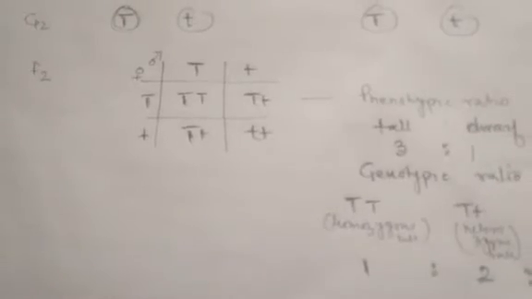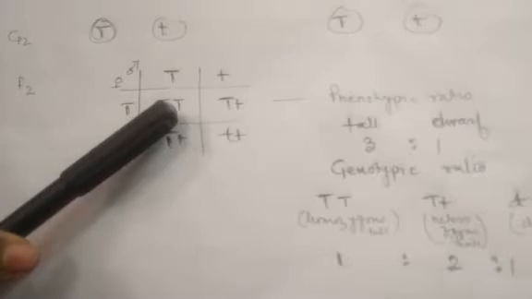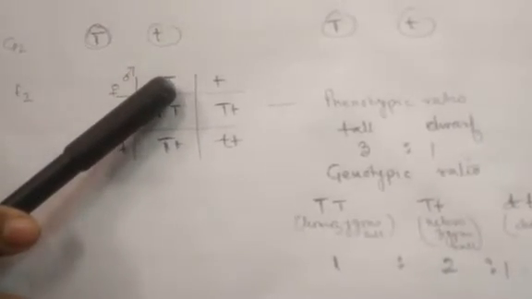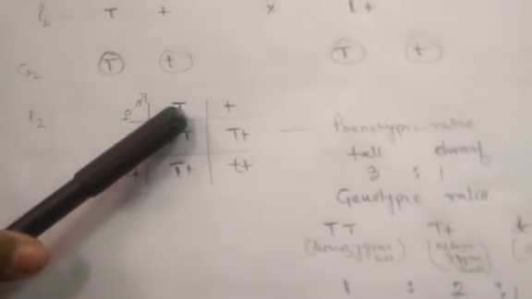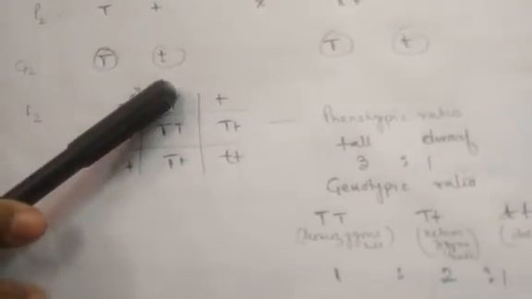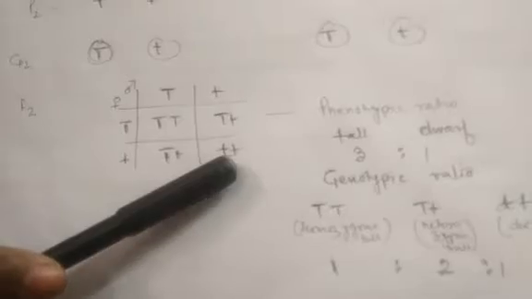One is the law of dominance. What does the law of dominance state? That in between 2 alleles, one is dominant, clear? When a character is represented by 2 different alleles, one will be dominant and the other is recessive, and the dominant will express itself in homozygous as well as heterozygous condition, but the recessive will express itself only in the homozygous condition.